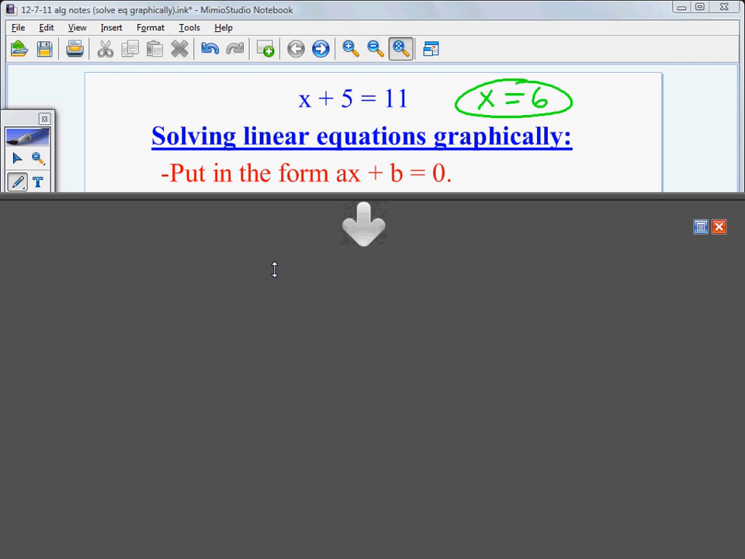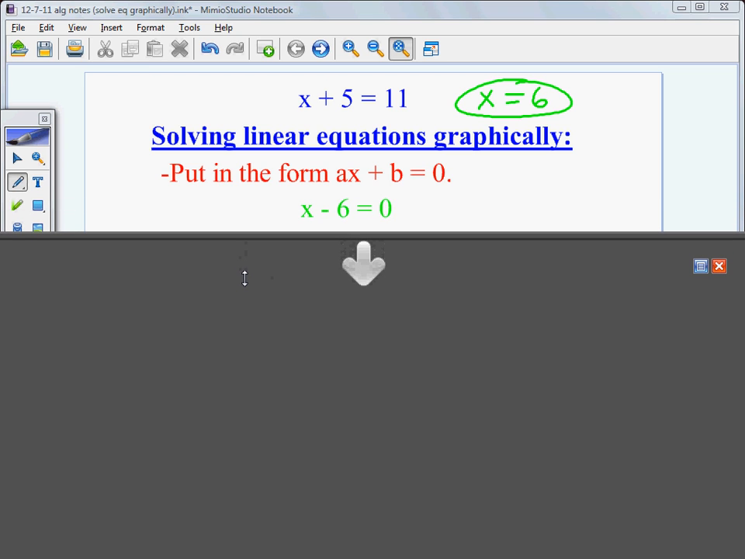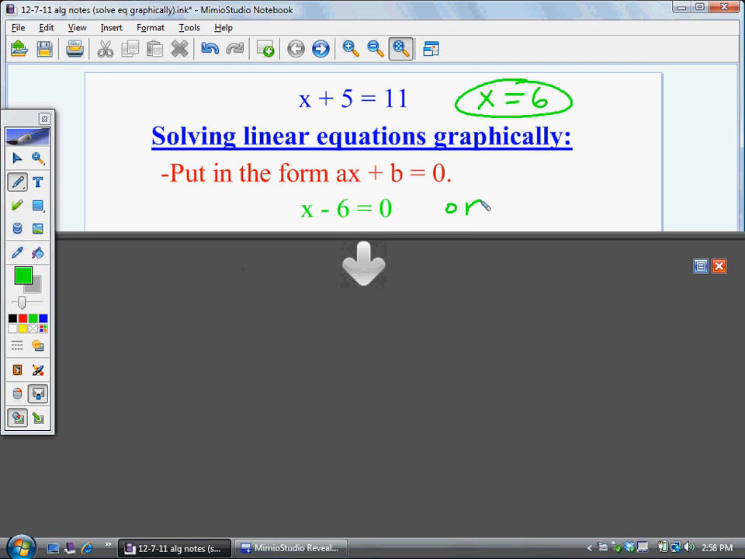Okay, the very first thing you need to do is put it in the form of ax plus b is equal to 0. Basically what that means is you want to take all the terms and get them on one side, and that would leave the other side be 0. So in this particular case you'd have x minus 6 is equal to 0. And that would be if you took all the terms and moved them to the left, subtracting 11 from both sides. You could also move them all to the right, in which case you would end up with 0 is equal to negative x plus 6, or you could have 6 minus x.